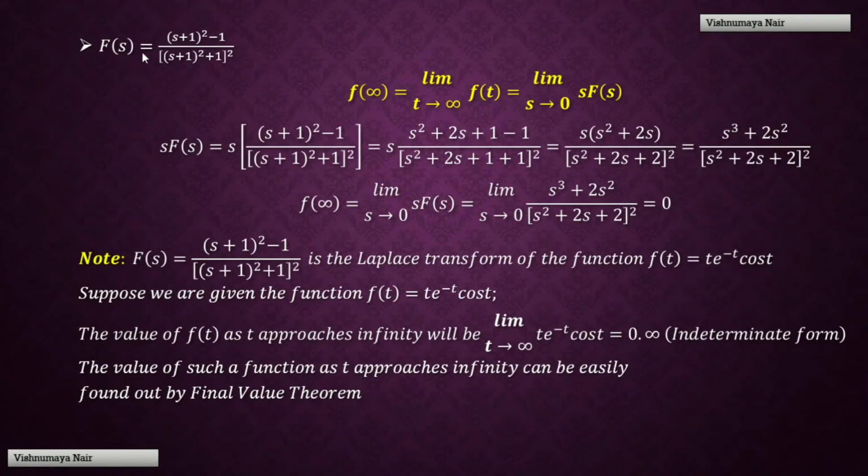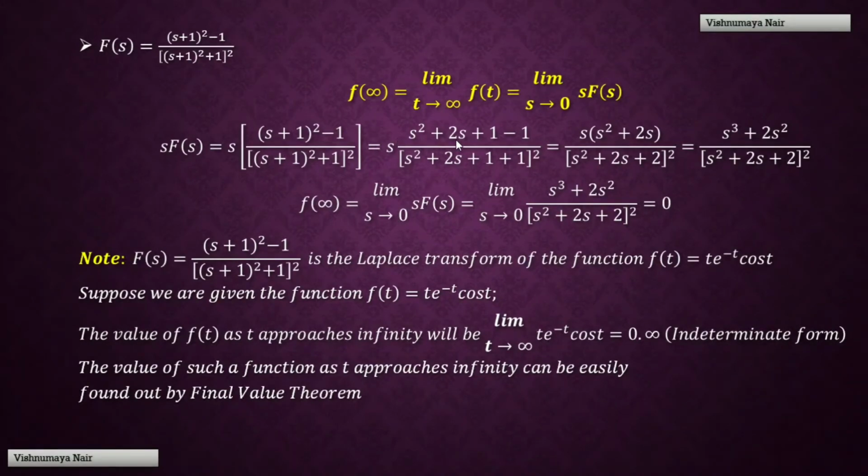Given f of s is equal to (s plus 1) the whole square minus 1 by ((s plus 1) the whole square plus 1) the whole square. According to the final value theorem, we know that the value of the function f of t as t approaches infinity, that is f of infinity, is equal to limit t tends to infinity f of t, which is given by limit s tends to 0 s f of s. Now s f of s is equal to s into (s plus 1) the whole square minus 1 by ((s plus 1) the whole square plus 1) the whole square, which is equal to, now we can expand this.